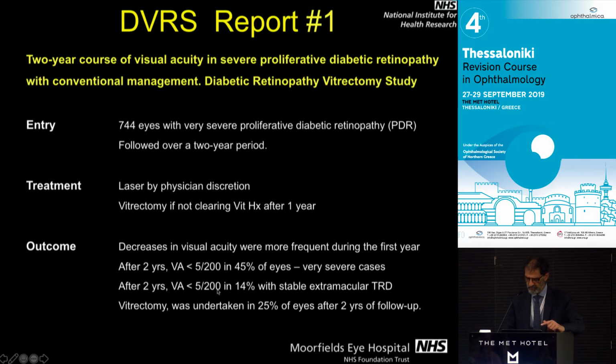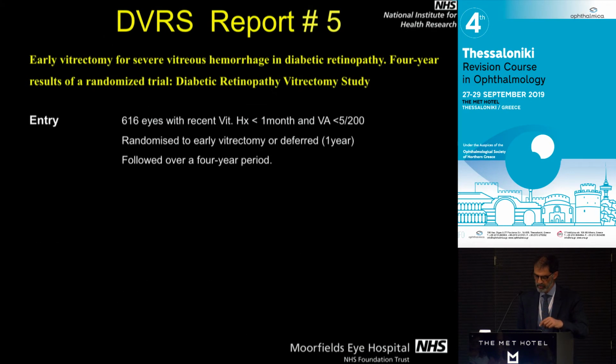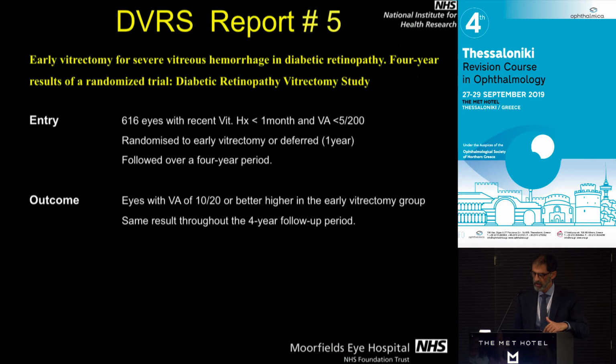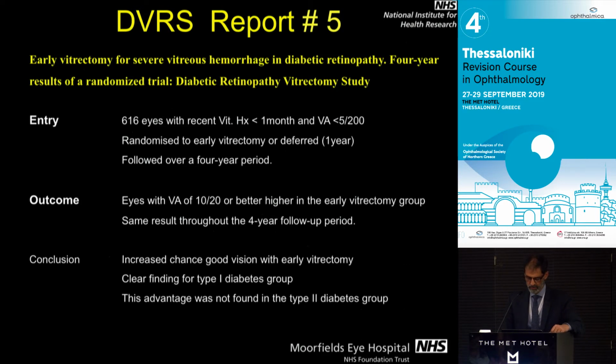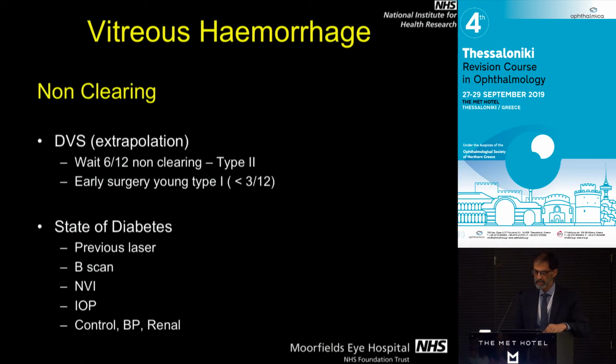And this is the second thing they learned from that study. This is the observational arm, that stable extramacular tractional retinal detachments did not progress. So that's where you get this idea that you need to laser urgently, from DRVS report number 1 from the natural history arm. And then report number 5 reported the outcomes from vitrectomy and laser. It was demonstrated that there was a significant reduction in severe vision loss from early vitrectomy in type 1 diabetics, and it was equivocal in type 2, although we routinely do vitrectomies for them if it hasn't cleared within 3 to 6 months. So that's the source of the data for clearance of it.